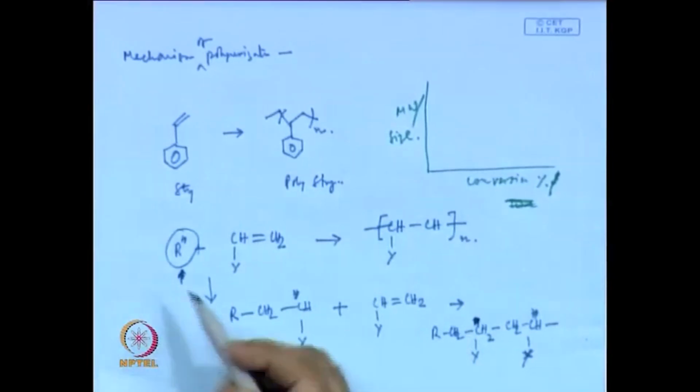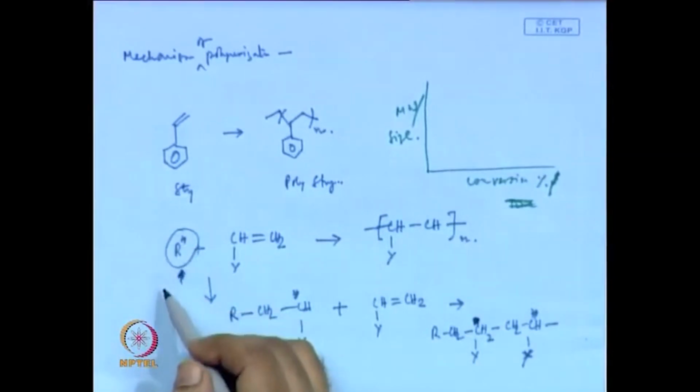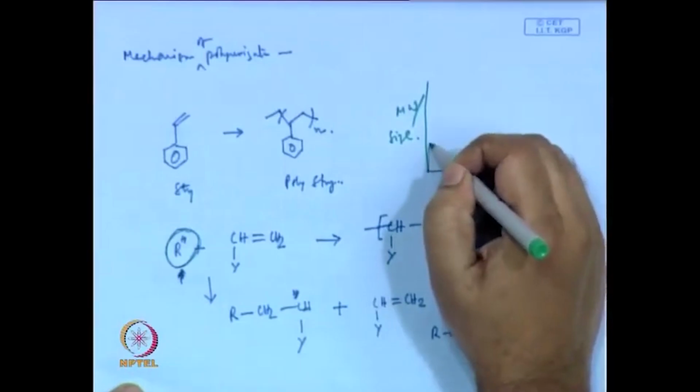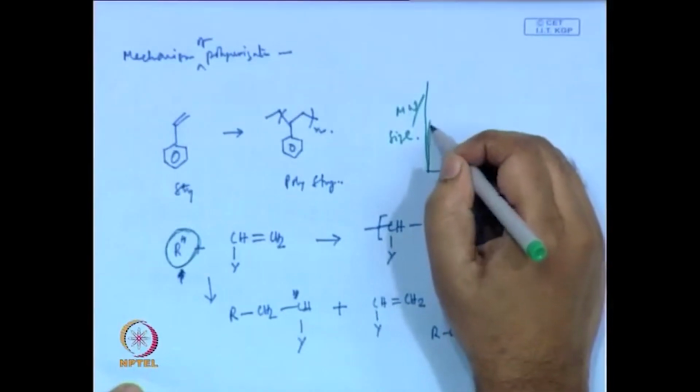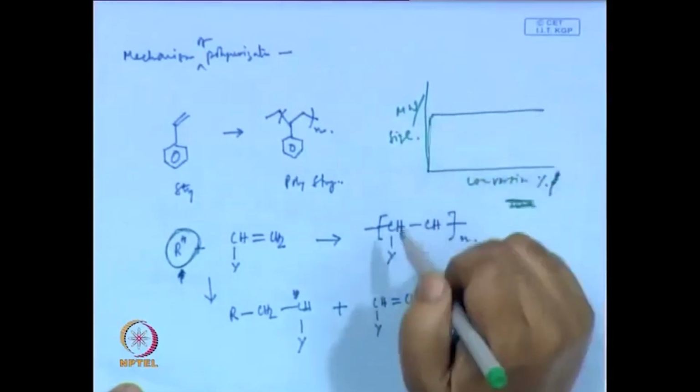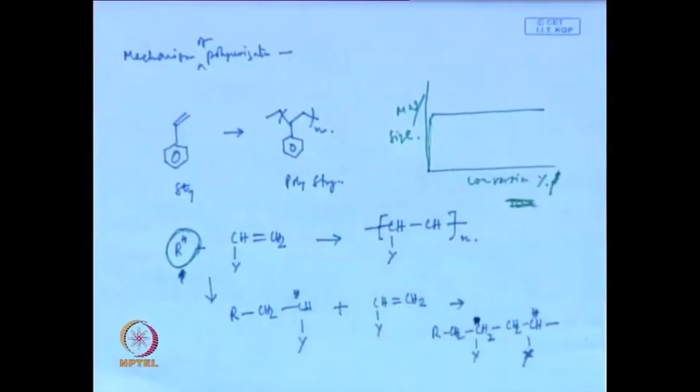The more and more initiator generates active species in the system, more and more chains get formed. So, at the very beginning itself you get a high polymer, very high molecular weight polymer in the system, and the more and more active species get generated, more and more monomers react. So, more and more polymer chains are formed.